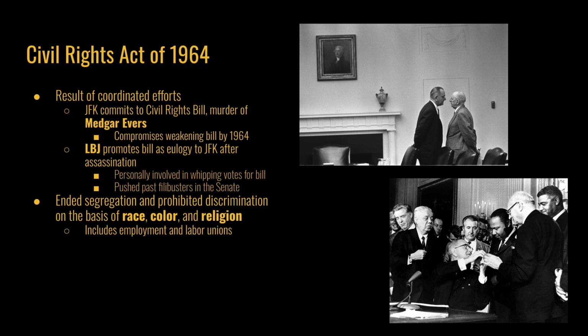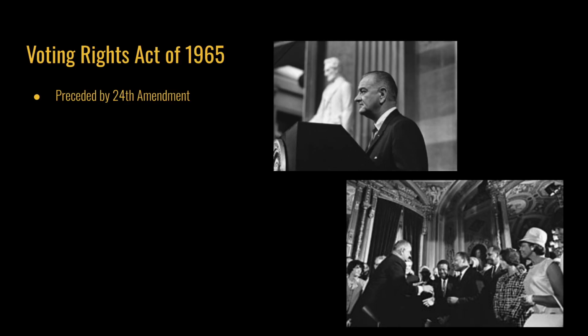The act also addressed discrimination in employment and labor unions, establishing strong enforcement provisions such as withholding of federal funds from discriminatory programs. It created the Equal Employment Opportunity Commission, or the EEOC, to monitor and enforce employment protections. These enforcement mechanisms made the act significantly stronger than earlier versions proposed during Kennedy's administration, which was a testament to Johnson's political skill.